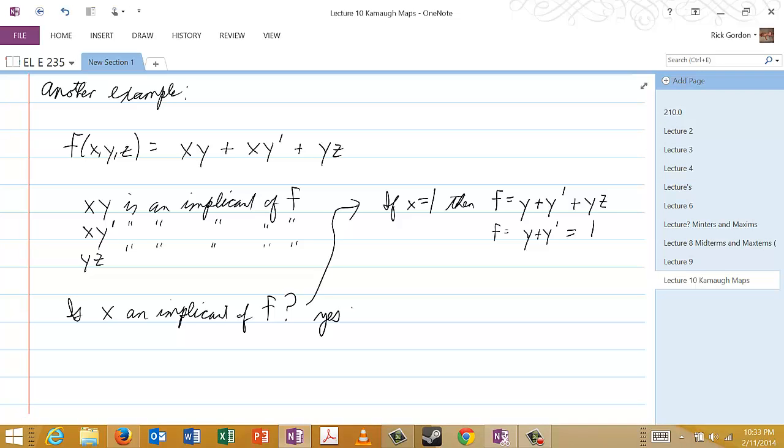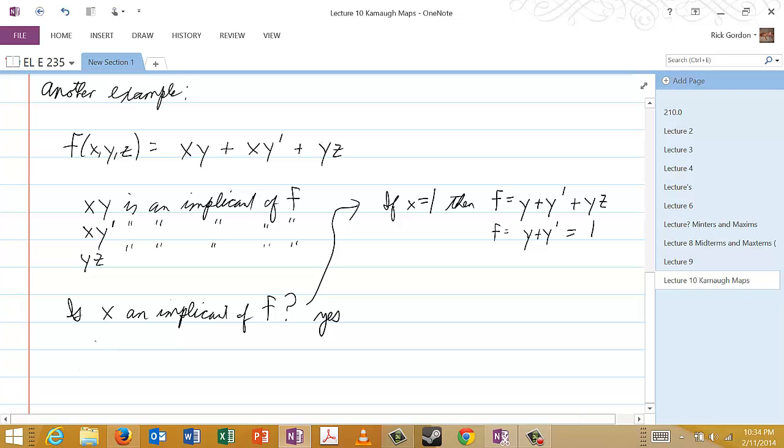Now, we'll understand much better when we get to Karnaugh maps what we mean by prime implicant. But for right now, let's just say that a prime implicant is an implicant that has as few variables as possible in it. What I mean here is that xy is an implicant of f. Similarly, xy prime is an implicant of f, but actually it's not necessary for us to take both x and y. As we have found out here, x alone is an implicant of f. So xy would not be a prime implicant. It has more variables in it than we actually need. X is a prime implicant.